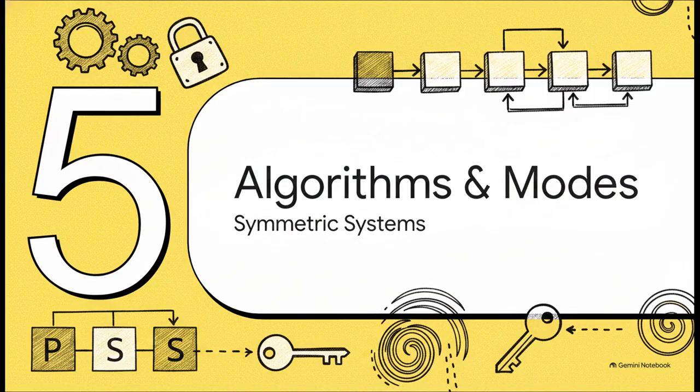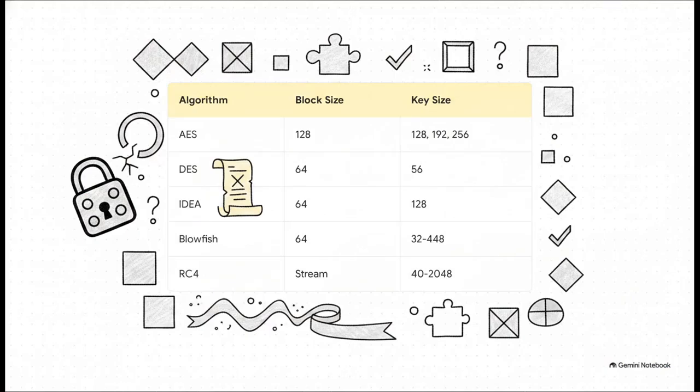All right, let's dive into Section 5, Algorithms and Operating Modes. You are going to want to take a mental screenshot of this matrix immediately. You absolutely must know the block and key sizes for AES, the legacy constraints of DES, and you need to remember that RC4 is uniquely a stream cipher. Also, notice how AES maintains a strict 128-bit block size regardless of the key length you choose.